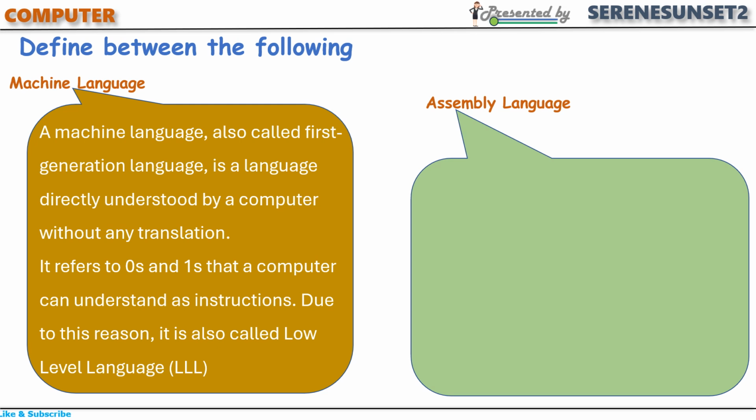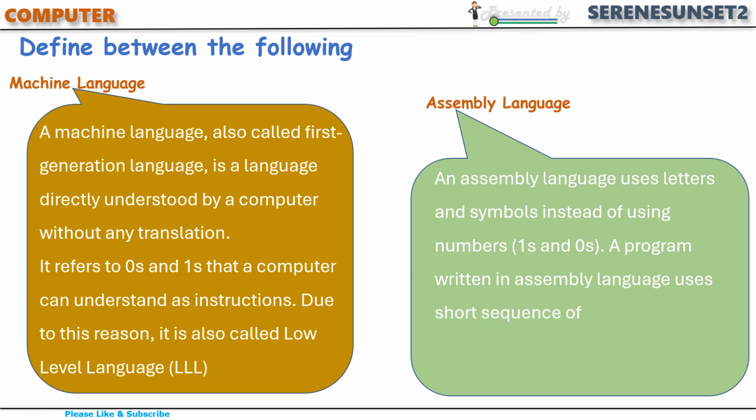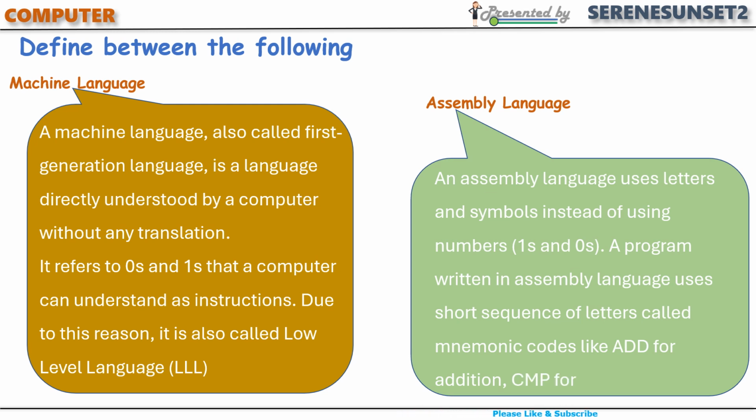You can see the first word starts with L, the second word starts with L and the third word starts with L. So LLL. Assembly language. An assembly language uses letters and symbols instead of using numbers, ones and zeros. A program written in assembly language uses short sequences of letters called mnemonic codes, like ADD for addition, CMP for compare, LDA.